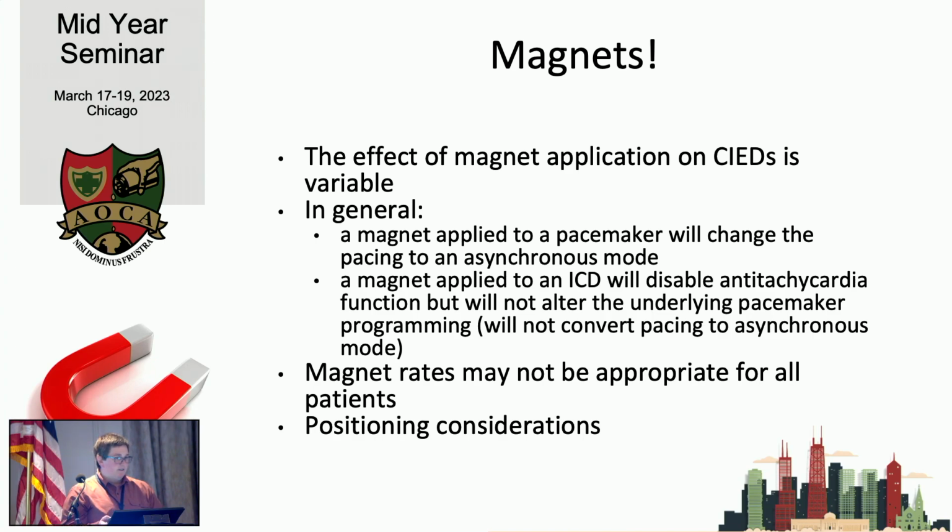So I mentioned that magnet rates might not be appropriate for all patients. So think of your aortic stenosis patient who's really well beta blocked, has a heart rate of 50 or 60. You put that magnet on, now their heart rate's 100. They might not tolerate that hemodynamically. And then the other thing with magnets, where the surgeons want you to just put a magnet on it, positioning is a big consideration. So unless you're supine and can easily tell that that magnet is positioned correctly over the device, if you're going lateral, prone, it might be harder to tell whether that magnet's going to stay in place throughout the case.